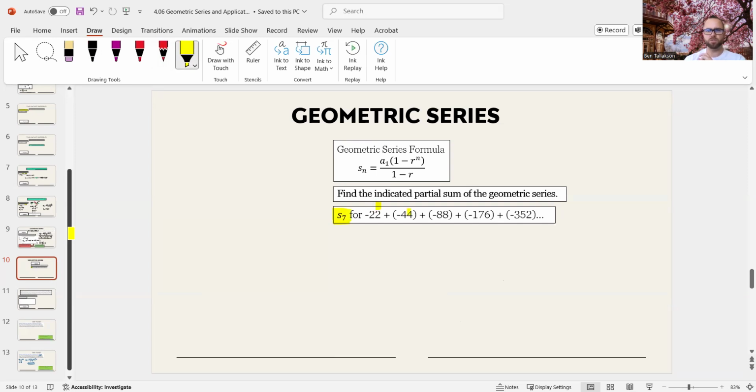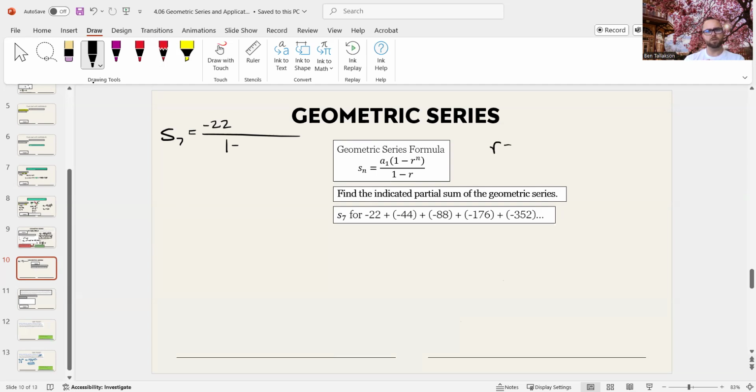Do we see 7? 1, 2, 3, 4, 5. No, we don't. Okay. Well, let's use our geometric series formula and figure it out. S sub n, they told us to have the first 7 terms. So n is 7. A sub 1 is the first value in the series. 1 minus, we don't know R yet.